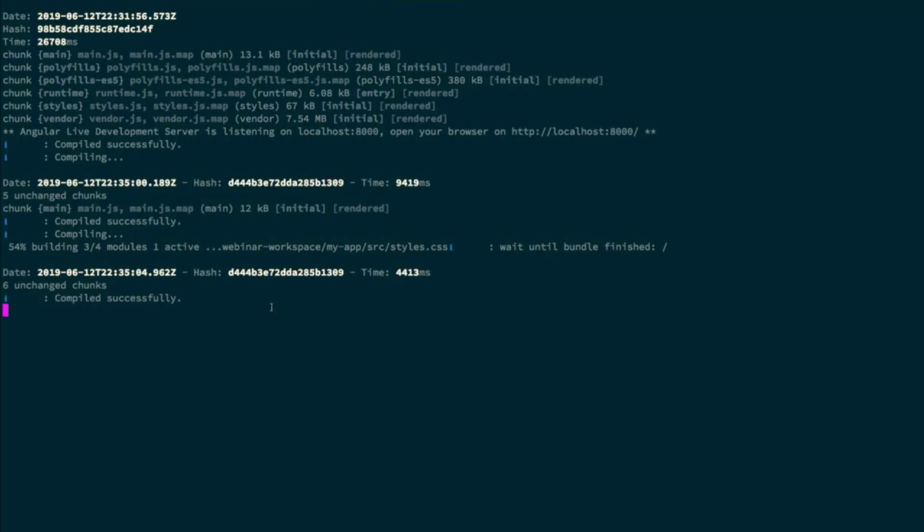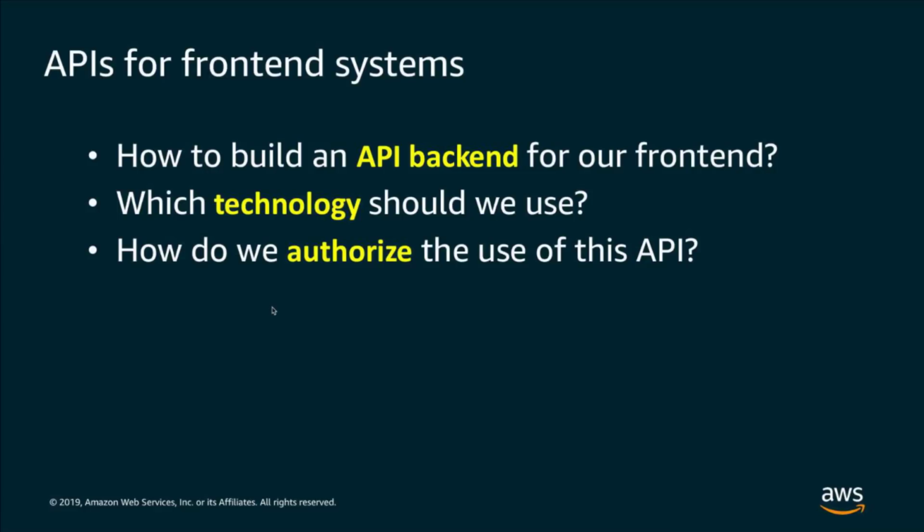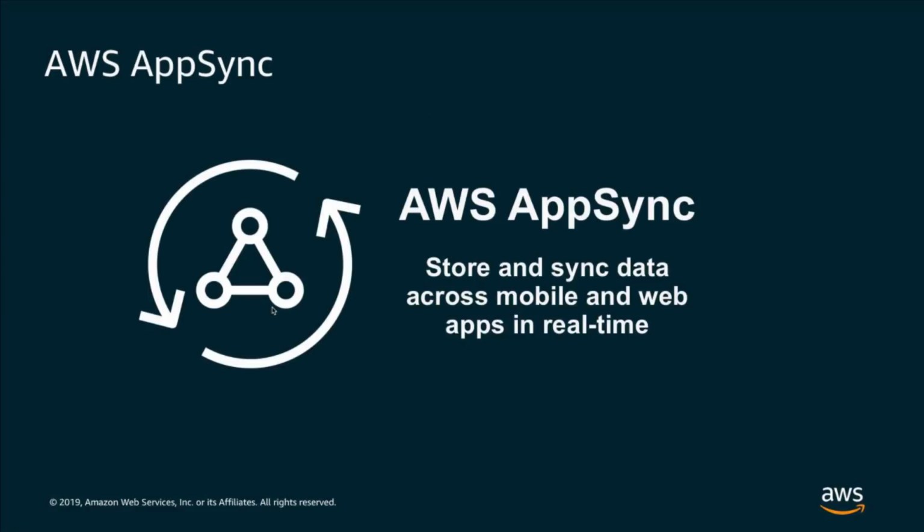So the next thing we want to do is move on and talk about APIs. When you're thinking about an API, the first thing that usually comes to mind is, how do I build an API for my front end to be able to utilize? And which technology should I use? And also you want to worry about, hey, how do I authorize the users to use my API? And that's where we have to start by thinking about what AppSync does.